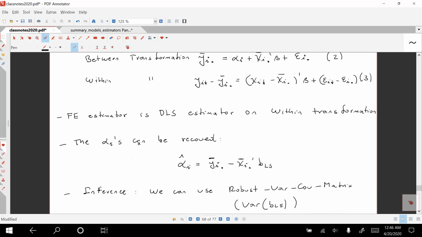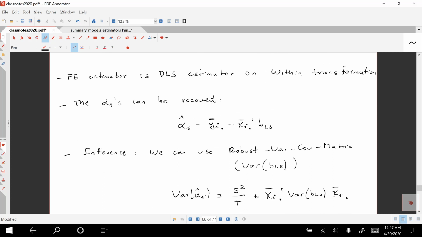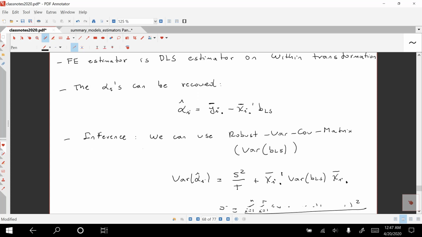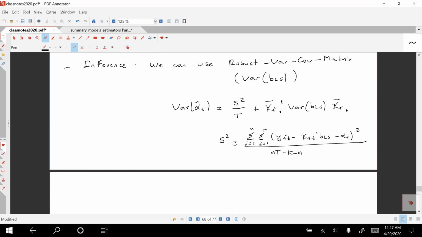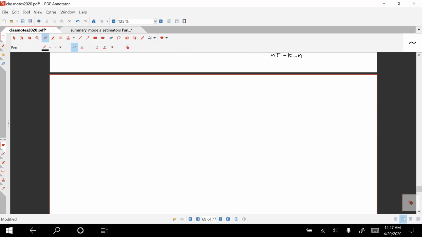Remember the idea here is we use the fixed effects estimator, but we cannot recover those alpha i's because they vanish once we do the transformation. But if we are interested, we can calculate those intercepts using these equations. How often are we interested in those intercepts? Not very often, but once in a while it's possible.